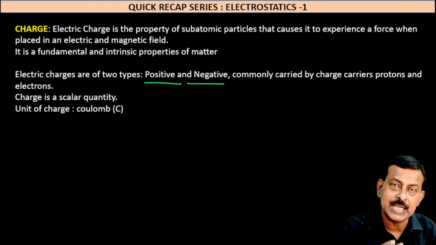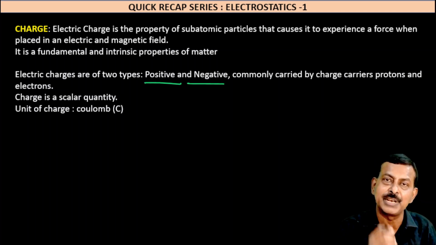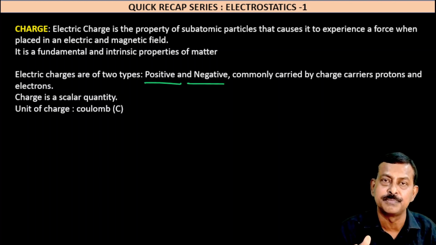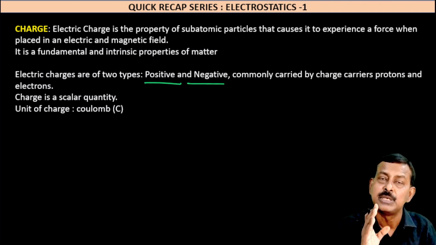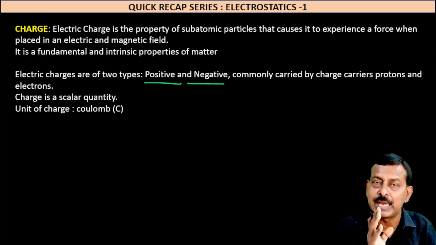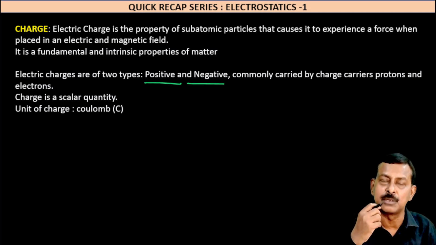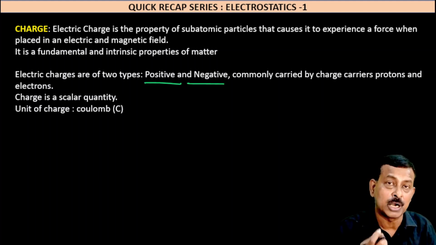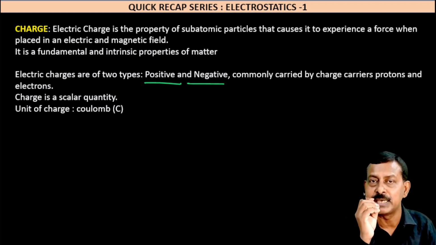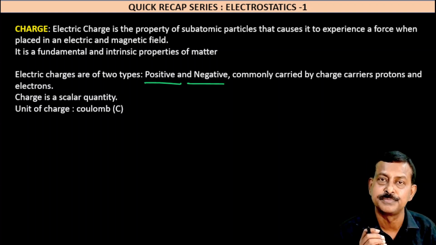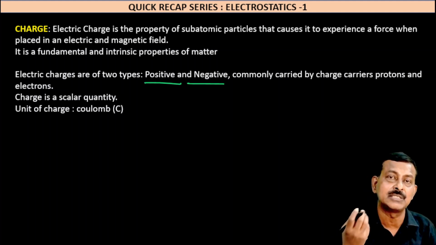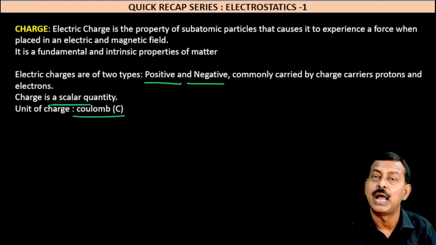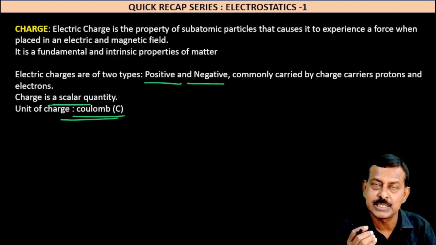We say that positive charge is due to the loss of electrons from the body and negative charge is due to the gain of electrons in the body. So it is basically due to the electrons, because electrons are the ones which can either be lost easily or accepted. So if a body is positively charged, it simply means that there is a deficiency of electrons. And if a body is negatively charged, it means it has a surplus of electrons. Charge is a scalar quantity and the unit of charge is the Coulomb. So this is some basic idea about charge.